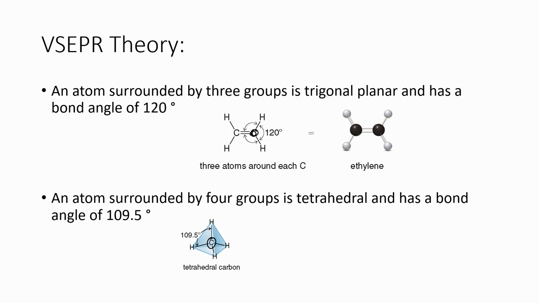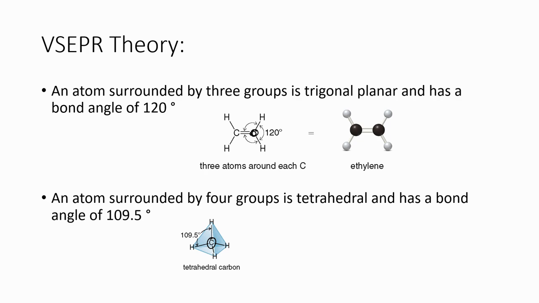If we have a carbon with 4 groups around it, it's not going to be planar. So if it was planar, then those bonds would be 90 degrees from each other. But they can spread out even further. They can get to 109.5 if they spread out in a 3D shape and form a tetrahedral. So they're saying the bond angle from a hydrogen to another hydrogen, so this angle here, would be 109.5. Does that make sense? Okay.